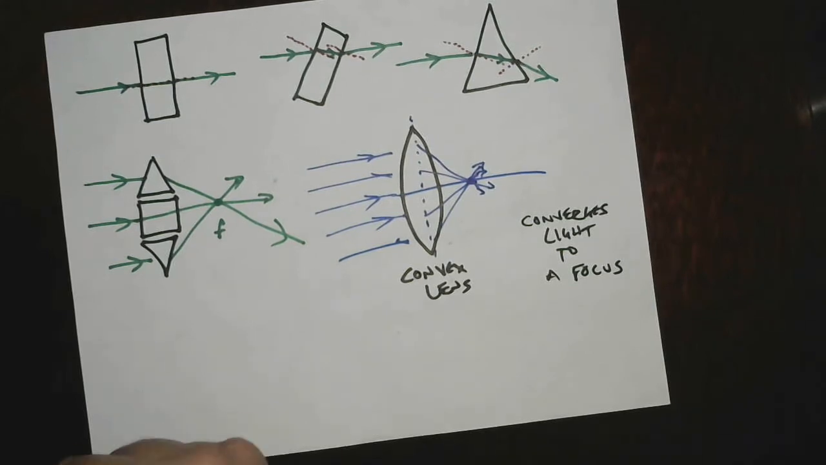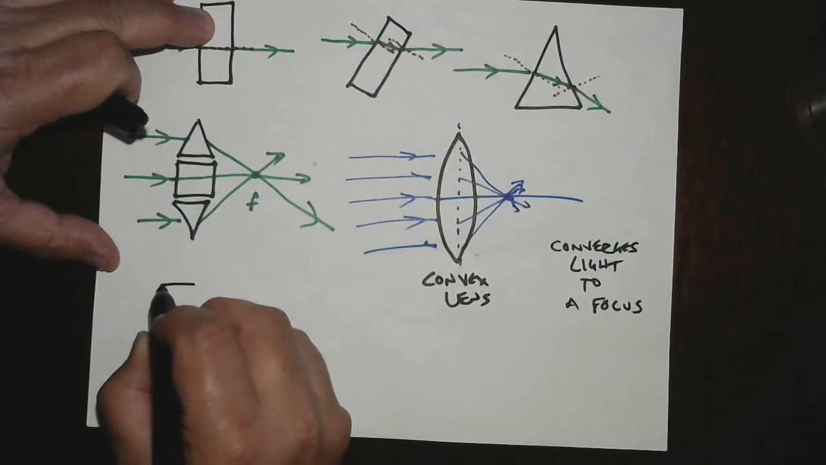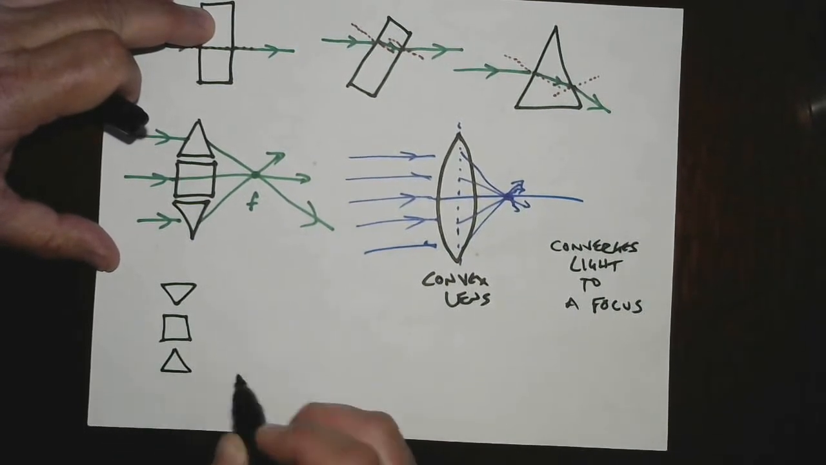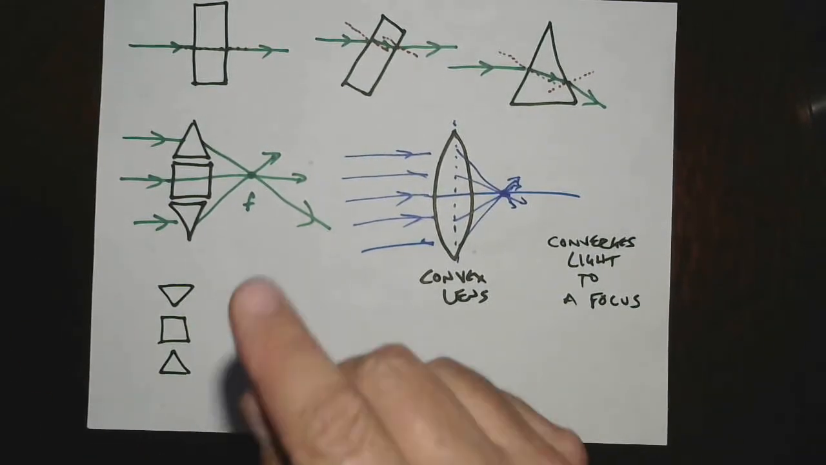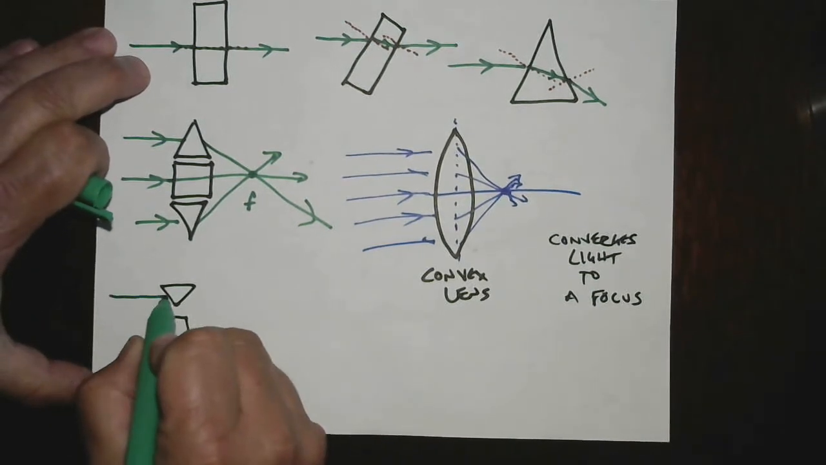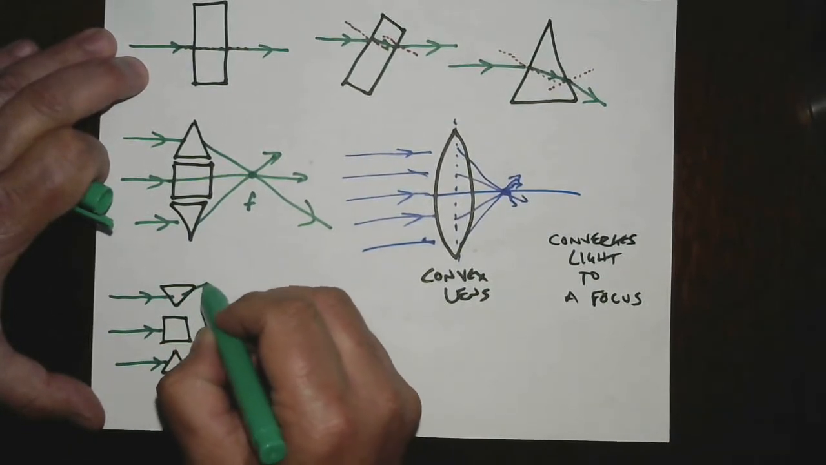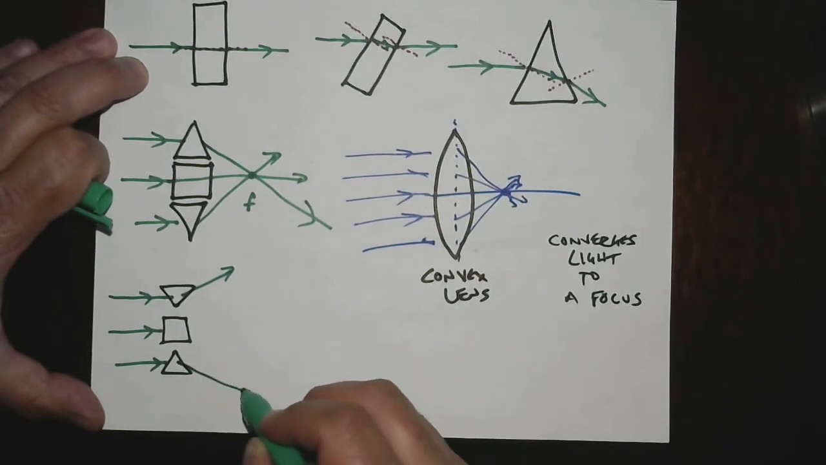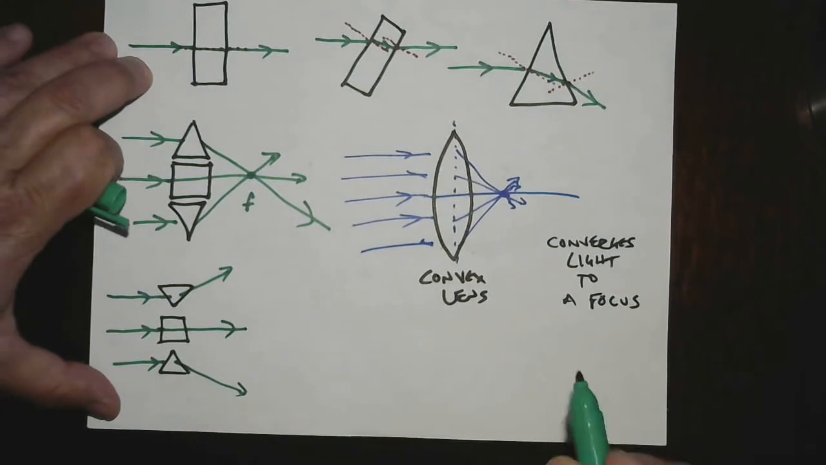Well, wait a second, hold on. What if I was to do something a little different? What if I was to create an upside down triangle, a parallel sided shape, and an upside down triangle? What would this structure do? And I'll use the green pen again. So here we have a ray of light that comes in straight to here, and straight to here. This one's going to bend away from the point towards the fat base. This one's going to bend away from the point towards the fat base, and this one's going to go straight through.